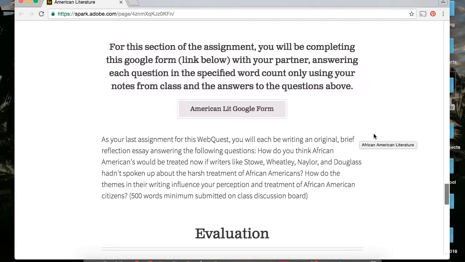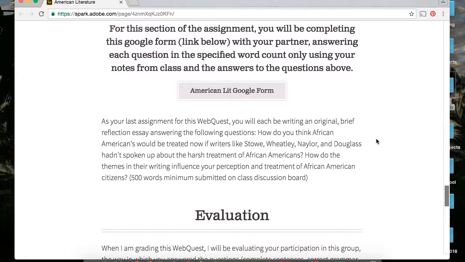The last part of the work that they have to do is a blog where they will each write an original brief reflection essay answering the following questions. How do you think African Americans would be treated now if writers like Stowe, Wheatley, Naylor, and Douglass hadn't spoken up on the harsh treatment of African Americans? How do their themes and their writing influence your perception and treatment of African American citizens? This is to be 500 words and submitted on our class discussion board. So each student does this on their own.